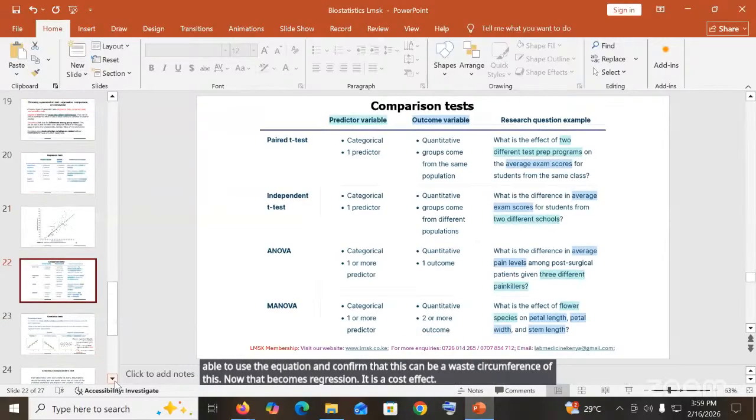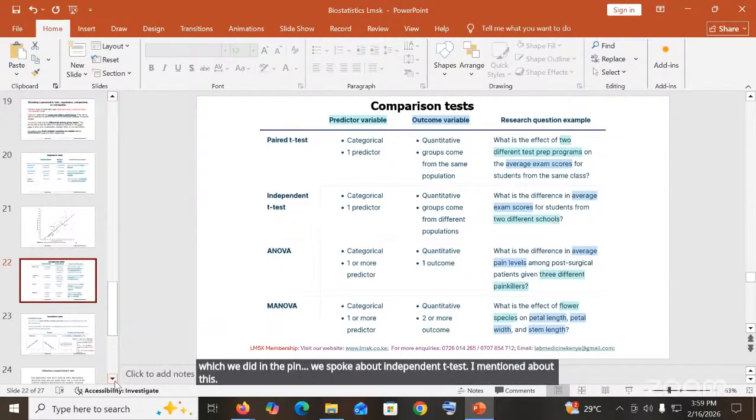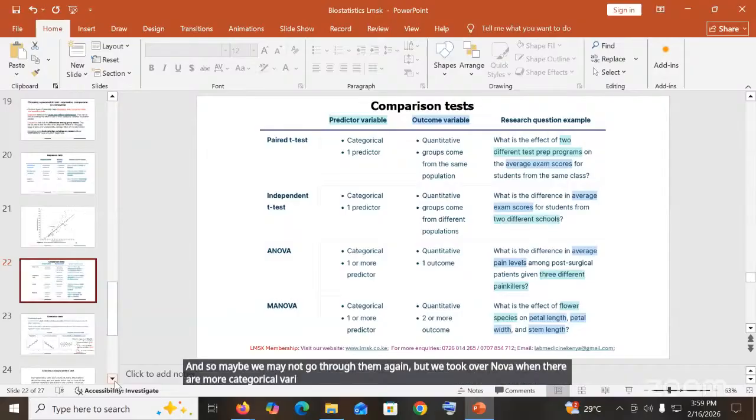But when it comes to comparison tests, there is the paired t-test, and we spoke about the independent t-test. I mentioned these, so we may not go through them again. But we talk of ANOVA when there are more categorical variables, one or more predictors, and we have a quantitative variable here, so one outcome.